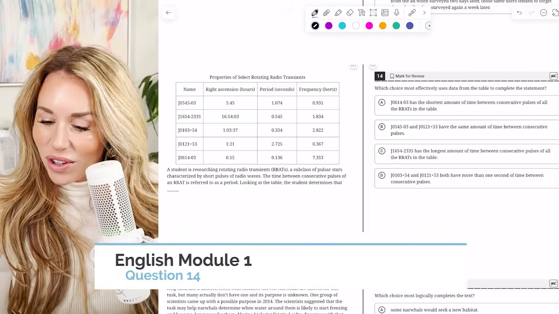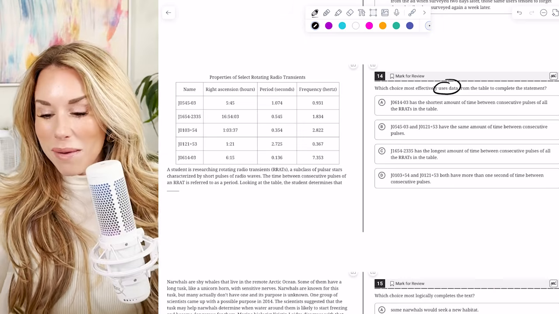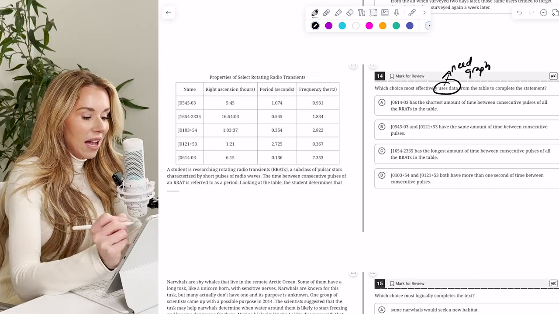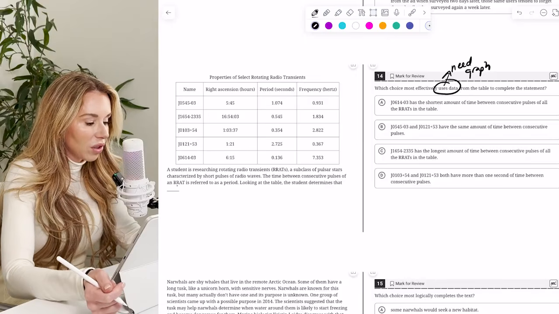All right, we have which choice most effectively uses data from the table. That might mean we need the graph. So be careful with that. I don't know if the graph is necessarily fluff. We probably are going to have to look at it.